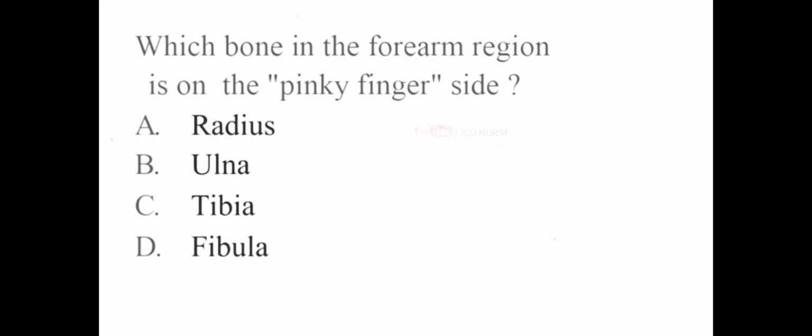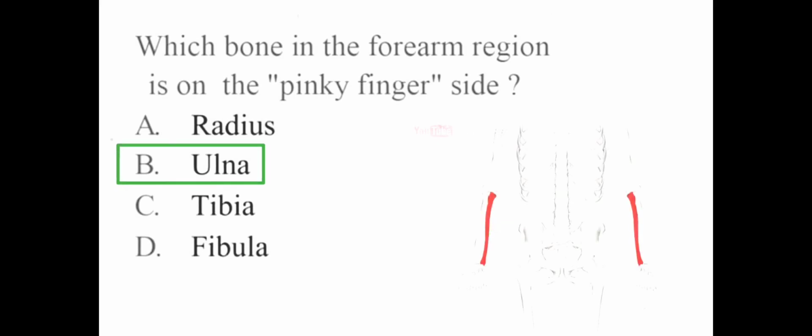Which bone in the forearm region is on the pinky finger side? A. Radius. B. Ulna. C. Tibia. D. Fibula. And the correct answer is B. Ulna. In the forearm region, ulna bone is on the pinky finger side.